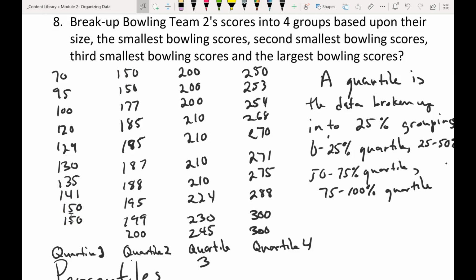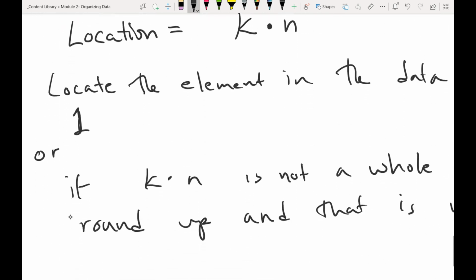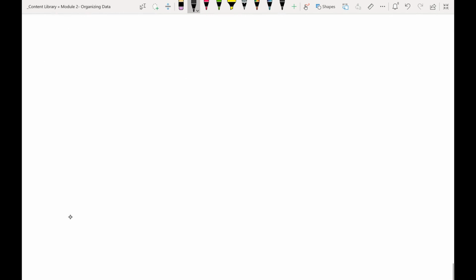This ends up being really handy. I notice that the largest value in quartile 1 is 150, and the smallest value in quartile 2 is 150. Those are the two values I have there. I'm going to find Q1, the 25th percentile, and it's going to be right in between those two values. So we're going to start there.